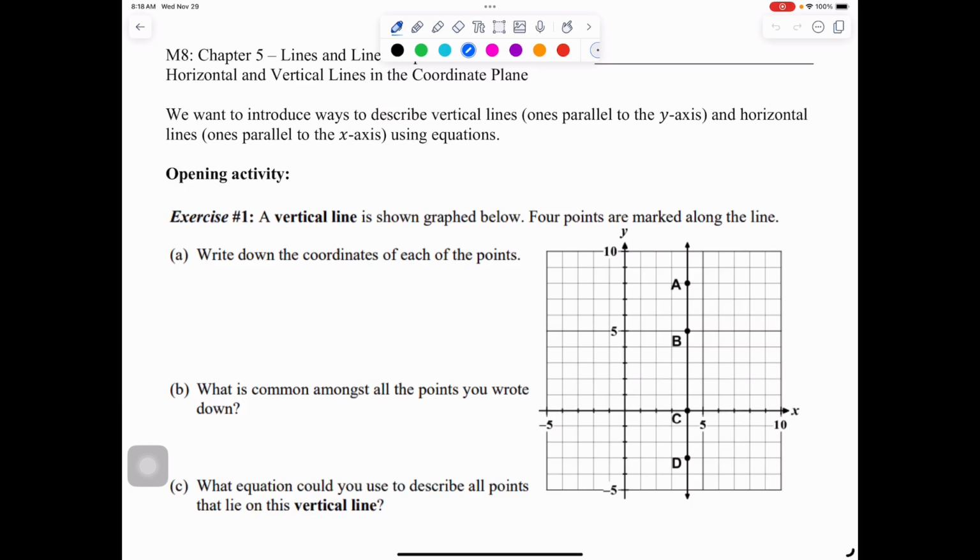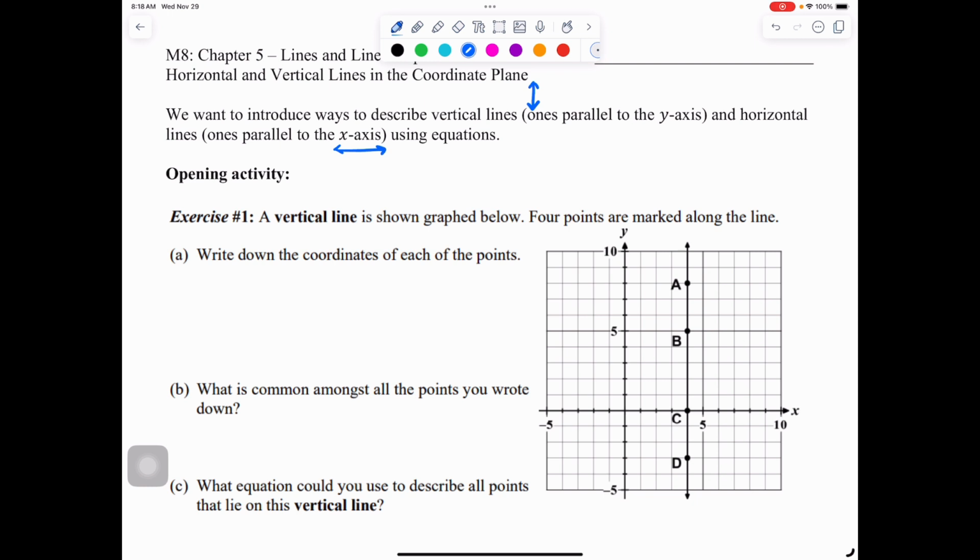Today's lesson is called Horizontal and Vertical Lines in the Coordinate Plane. We want to introduce ways to describe vertical lines, ones that are parallel to the y-axis, and horizontal lines, ones that are parallel to the x-axis, using equations. Obviously, vertical lines, if they're parallel to the y-axis, would be straight up and down, pointing up, pointing down. And horizontal ones, which would be parallel to the x-axis, would be ones that go left and right.